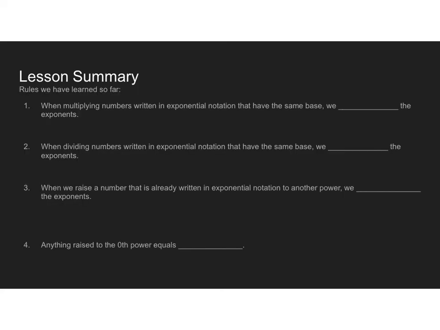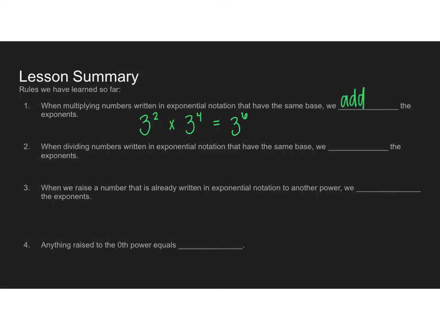All right, to simplify our work for today, our summary, and to go over all the rules we've learned so far, we're going to do this one last time with our new rule. It says when multiplying numbers written in exponential notation that have the same base, we blank the exponents. Please fill in that blank, and I'll show you an example. What do we do with those exponents? Well, we add them. Should be 3 to the 6th power.